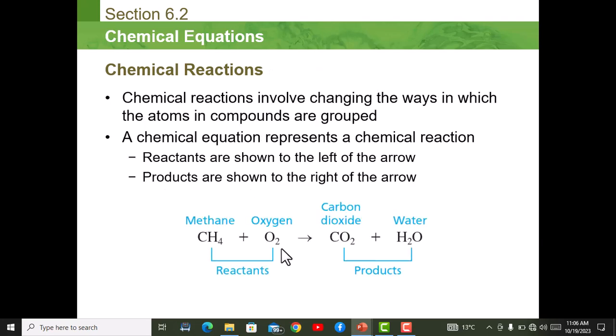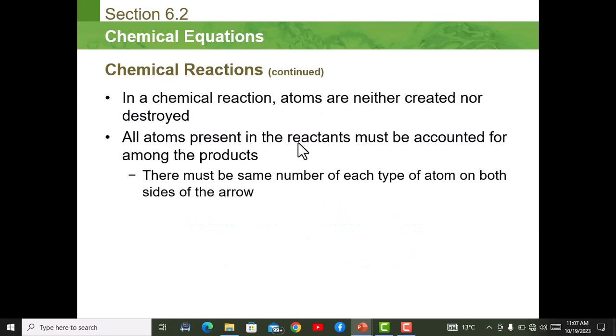So this is like a machine. When you have this machine, the conditions that you are setting for the two shall give you something totally different on the other side. In a chemical reaction, atoms are neither created nor destroyed. All atoms present in the reactants must be accounted for among the products.